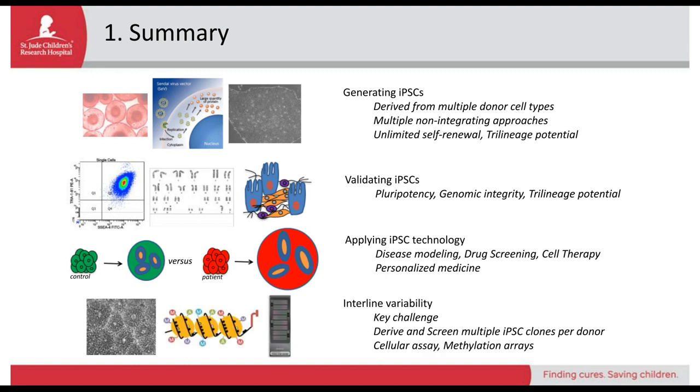Interline variability amongst iPS lines derived from the same donor is a key challenge. At the moment, the most common way to address this issue is by deriving and screening multiple iPS clones per donor. And to do the screening, you can do cellular assays or methylation arrays.